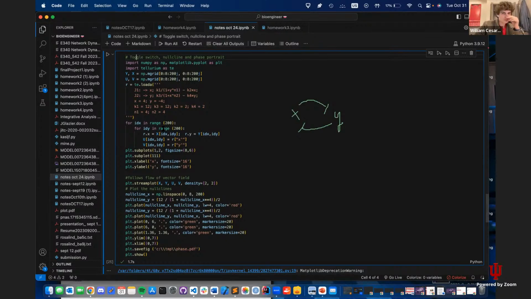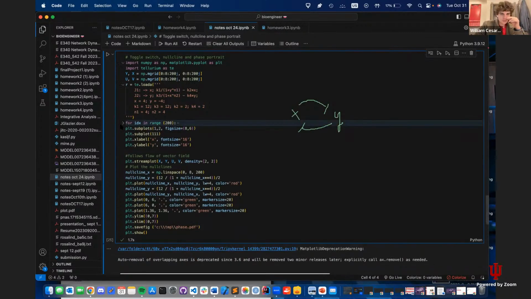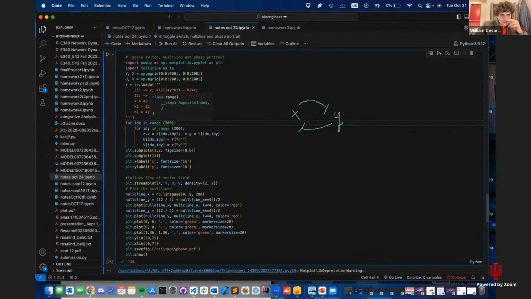Correct. And then it fills in, let's see. It's kind of hard to explain. It's looping over initial values of X and initial values of Y, going to those indices in the grid that we made and getting that value of X and that value of Y and setting it to our X and Y values.